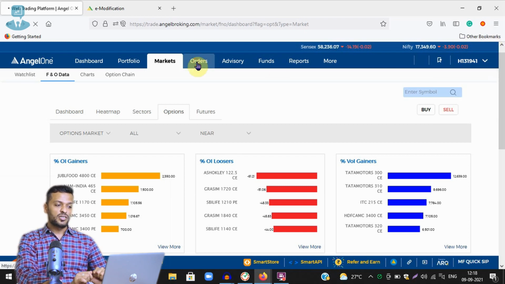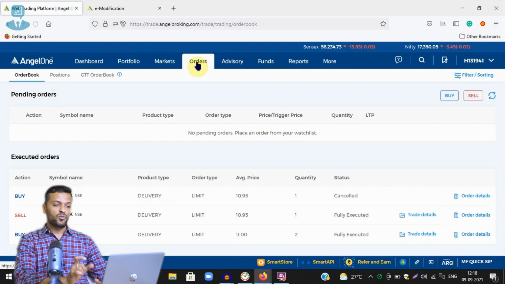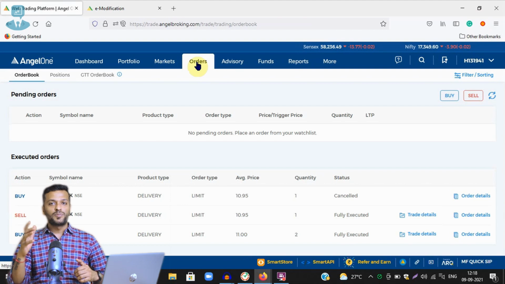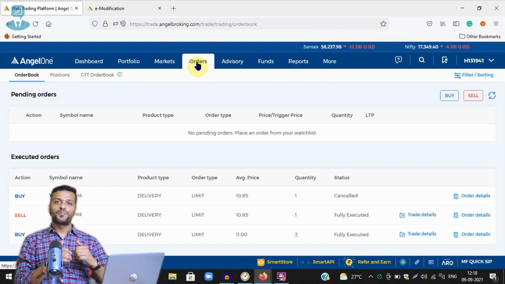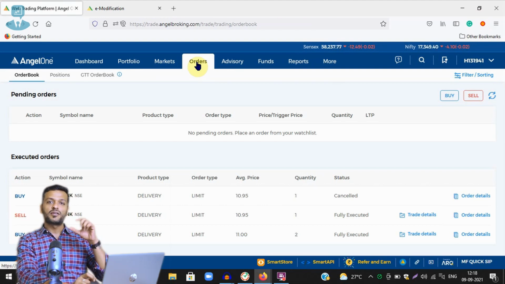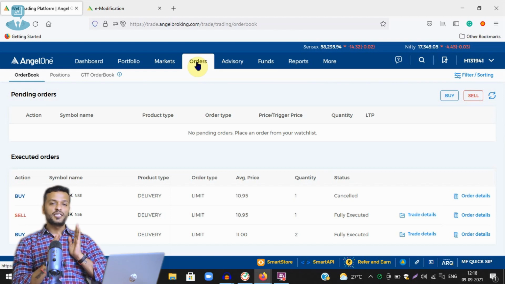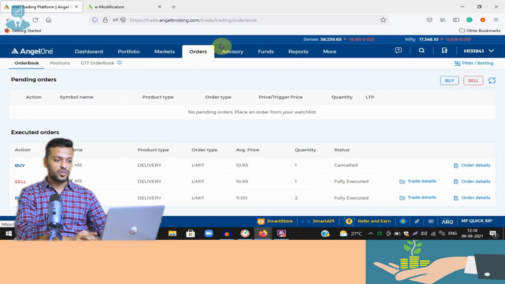The next is the order tab. Basically the order tab tells you what your active trade in the market is, which trade you have taken, which has been executed, which is pending, at what price it is pending, what the stop loss trade is, and the performance of the trade. Each and every data regarding your order can be seen on this order book, so you don't have to worry about it. One important tip I'll tell you: any trade which you place in the market, always go to the order book and see whether the trade has gone through in the market or not.